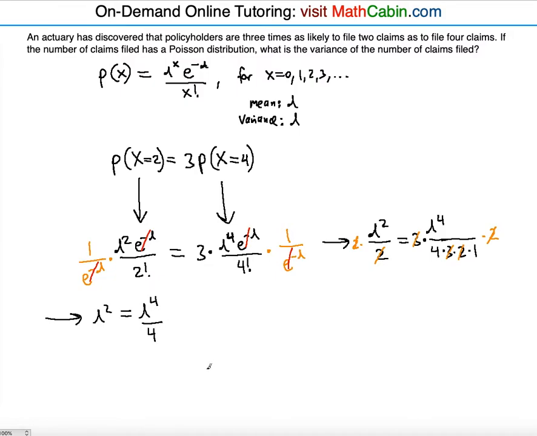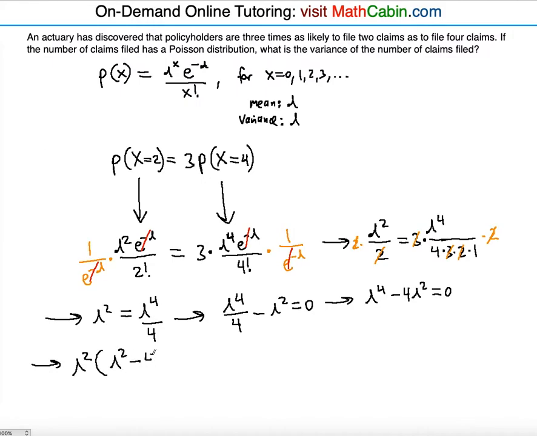So we're getting closer to the result that we want. So now we know that lambda to the 4th divided by 4 minus lambda squared is equal to 0. Multiplying both sides by 4, we get lambda to the 4th minus 4 lambda squared is equal to 0. Then you can factor this. Lambda squared is the greatest common factor that you're going to put out. It's going to be lambda squared times lambda squared minus 4.